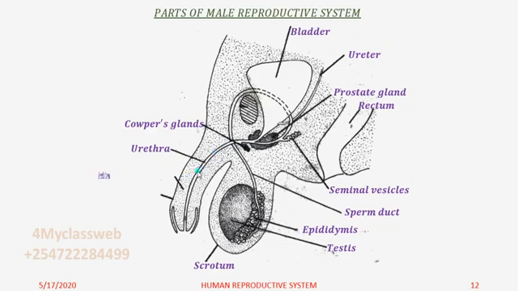The urethra is inside the erectile tissue. The erectile tissue helps the penis to become erect in readiness to penetrate into the vagina. And now this is the penis. Those are the main parts of the male reproductive system.